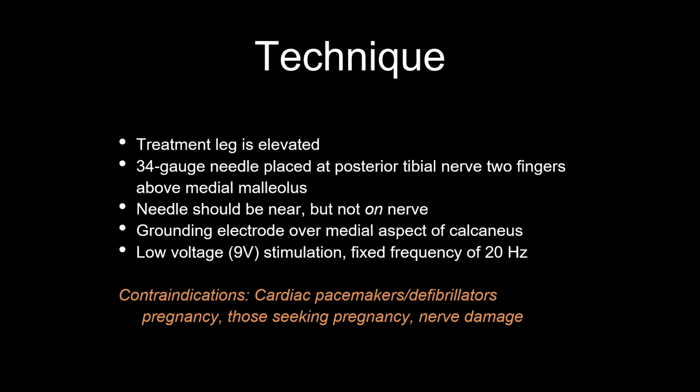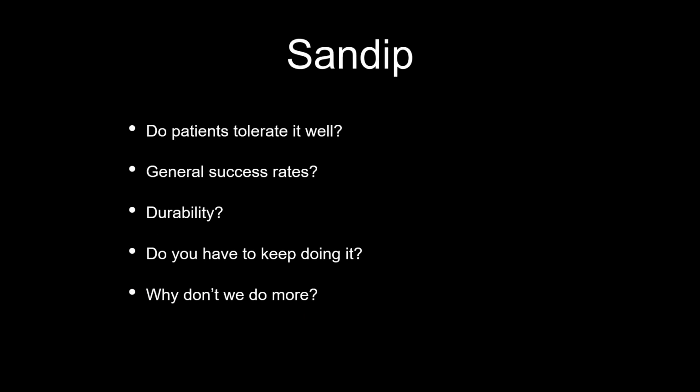Contraindications. There's actually very few, but there's some significant ones. Cardiac pacemakers or defibrillators, someone who's pregnant, it's not approved in those patients. Someone who's seeking pregnancy, well, it's a little harder to always put that together. And then patients with significant nerve damage, and that would be more of a relative contraindication. So think of someone who's diabetic, they have a distal or peripheral neuropathy. Can I still do it? I could. Am I going to get the same efficacy? Probably not. At least that's the long-held belief.